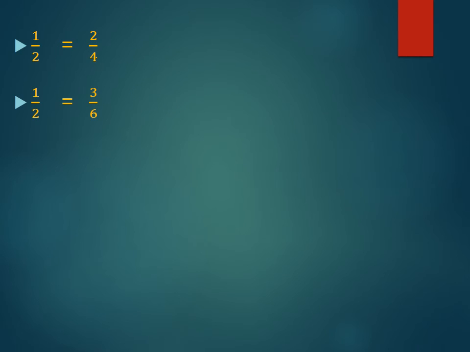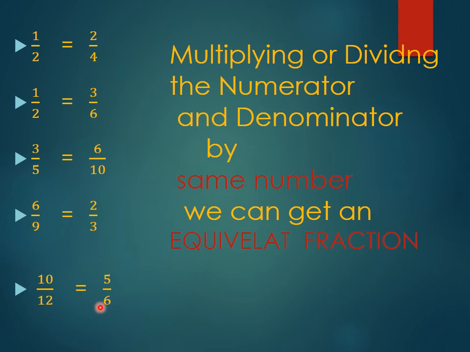Now half equals 2 over 4, half equals 3 over 6, 3 over 5 equals 6 over 10, 6 over 9 equals 2 over 3, 10 over 12 equals 5 over 6. This is 3 multiplied by 2, 5 also multiplied by 2. Divide 6 by 3, divide 9 by 3. Divide 10 by 2, divide 12 by 2. Then see here.